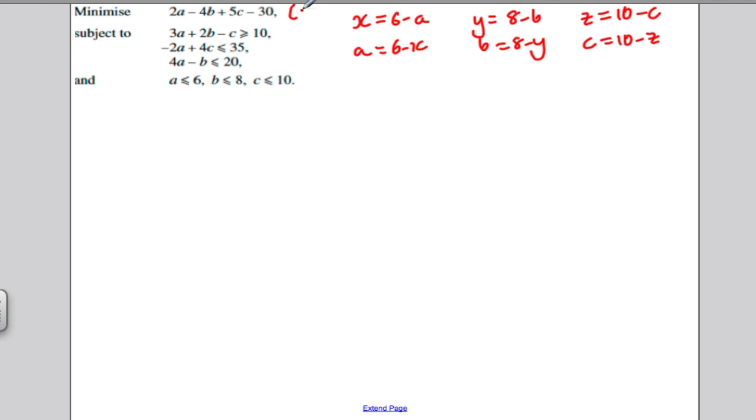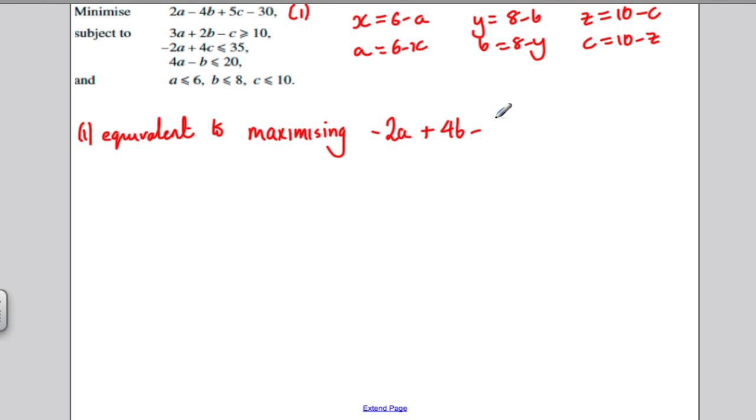So let's call that line 1. I'm going to say line 1 is equivalent to, minimizing this would be equivalent to maximizing the negative of that. So it would be equivalent to maximizing minus 2a plus 4b minus 5c plus 30. Okay, so that's a fair line to write.